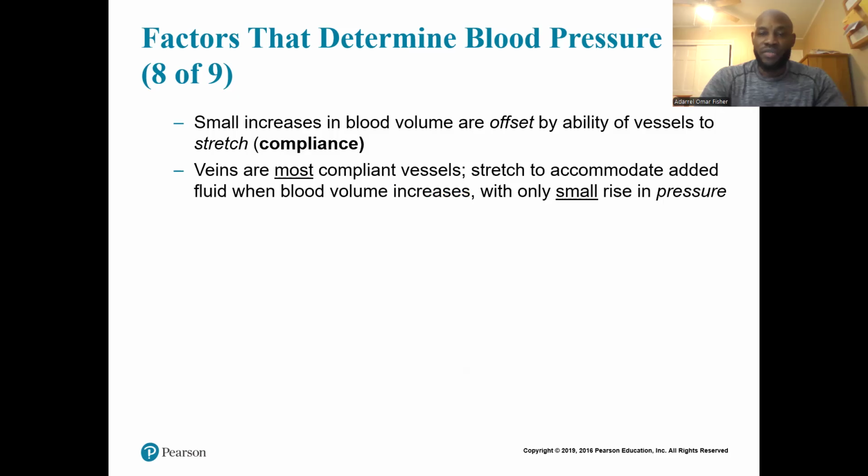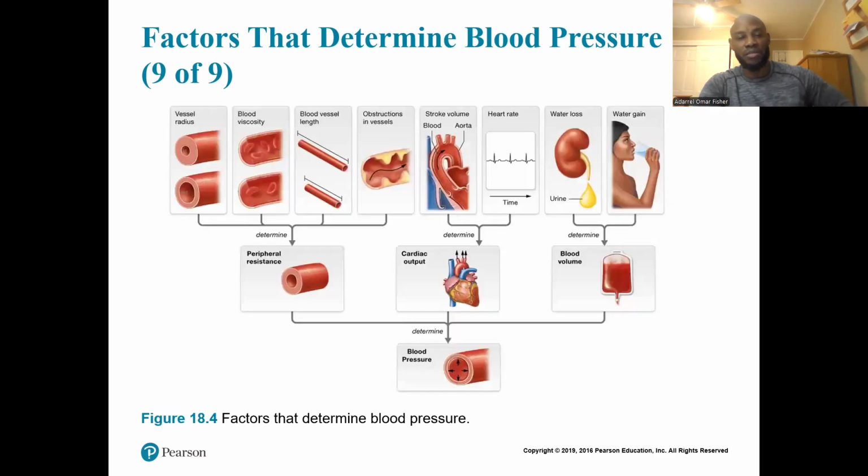Right, small increases in blood volume are offset by the ability of vessels to stretch. Remember, they have that ability to stretch, the elastic layers in the tunica intima and the tunica media. Veins are the most compliant vessels, able to stretch to accommodate added fluid and blood volume increases. The small rise in pressure.